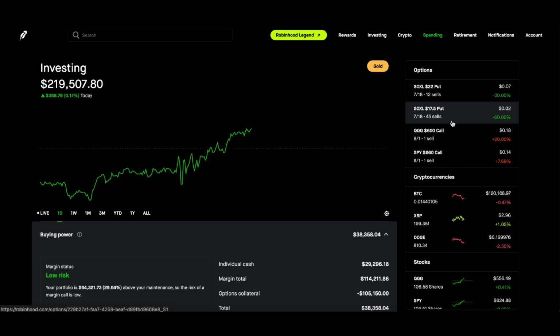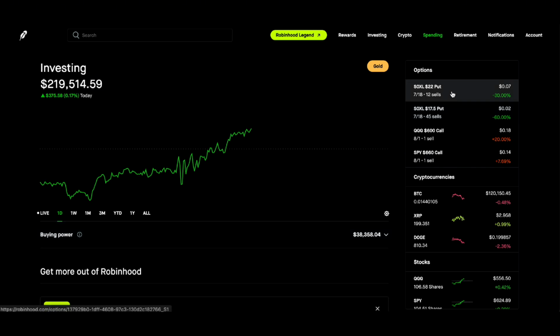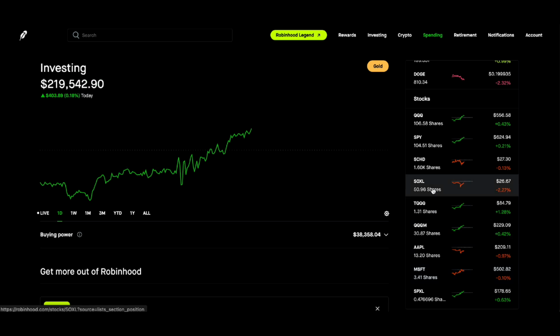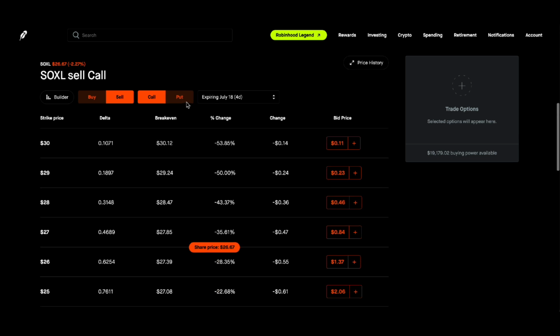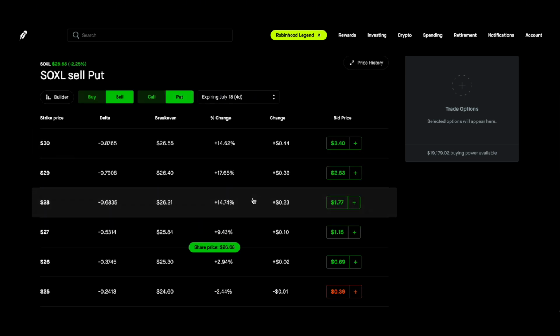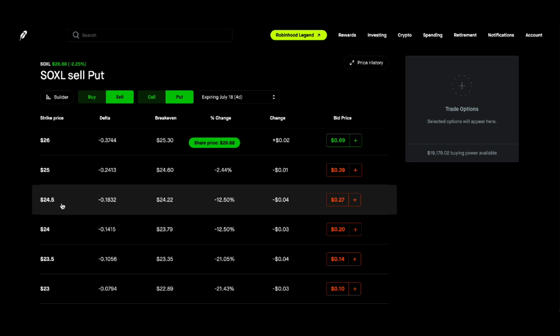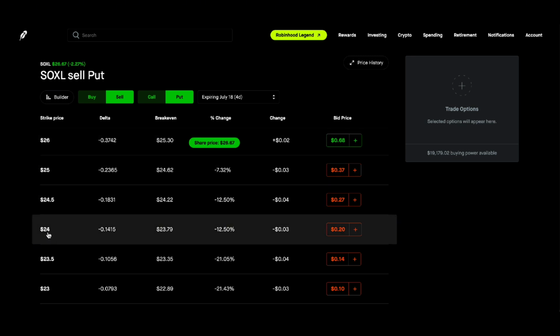I'll give you an example. SOXL is one of the ETFs that I sell cash secured puts on. Say, for example, this is the stock. I would go to trade options and do sell and put. Four days out, I will select a stock price that I'm willing to purchase this ETF at. For the $24 strike price, I will be making 20 cents per share.